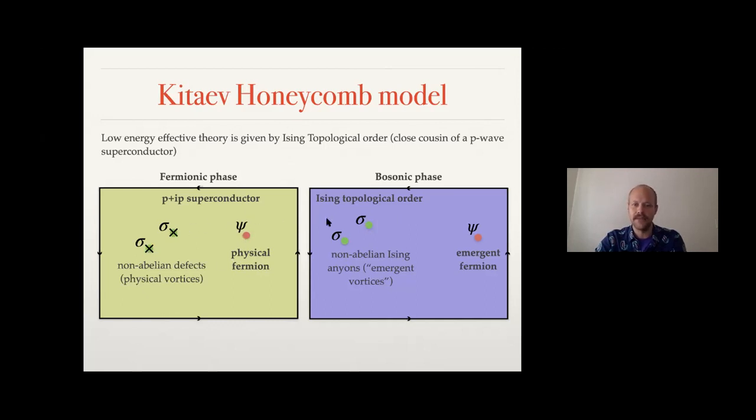Both systems have non-Abelian particles. On the Ising topological order side, we have these non-Abelian Ising anyons, labeled sigma here. These are deconfined quasi-particles, and a pair of them can either appear locally like the vacuum or like the emergent fermion. On the p+ip superconductor side, we have defects, which are really vortices or defects in the spin structure. These vortices hold Majorana zero modes at their core, an odd number of them. And then a pair of these vortices may appear locally like the vacuum or the physical fermion. These are not deconfined, they are really pinned to the vortices. Okay.